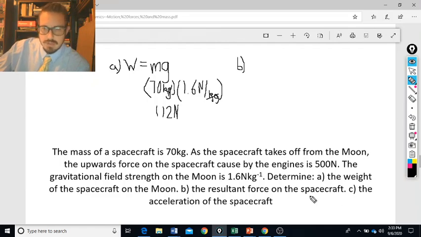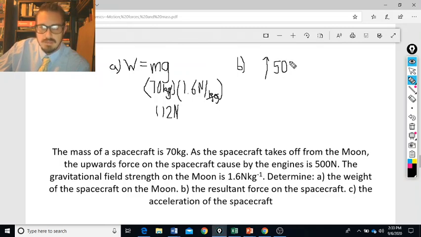The resultant force on the spacecraft. As the spacecraft takes off from the moon, the upwards force on the spacecraft caused by the engines is 500 newtons. So if we want the resultant force, we're only considering those two forces in the vertical direction. So we get an upwards force of 500 newtons.